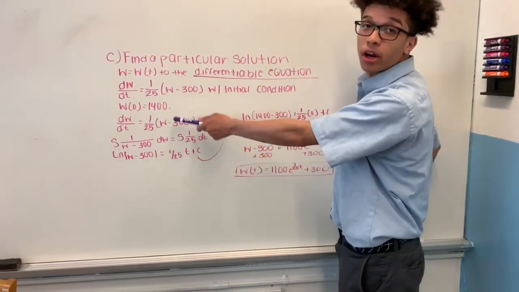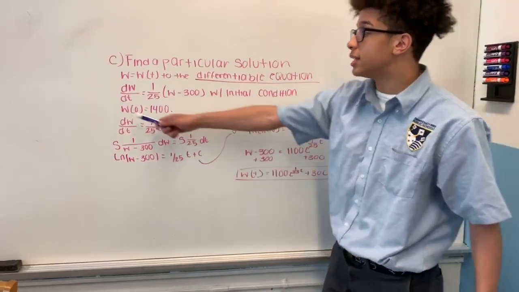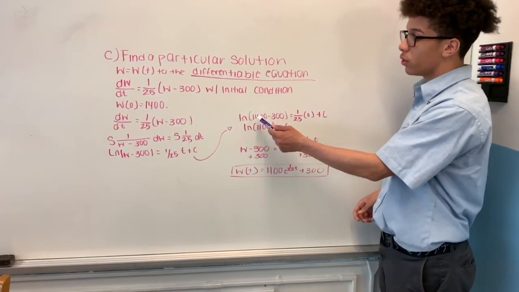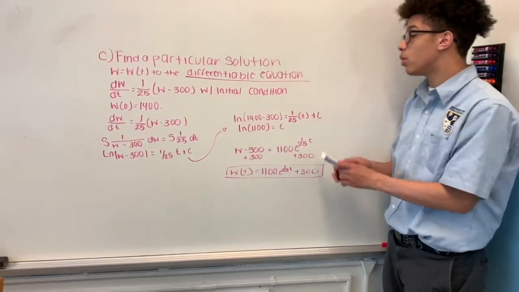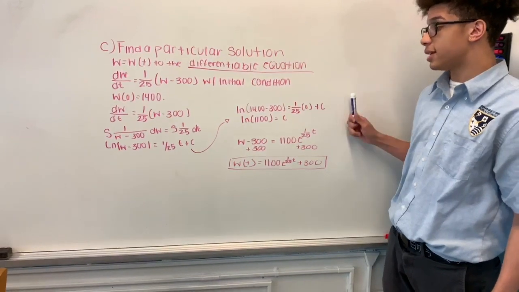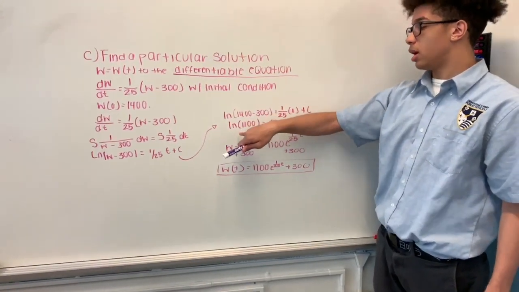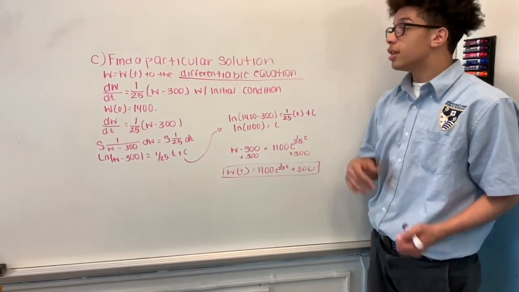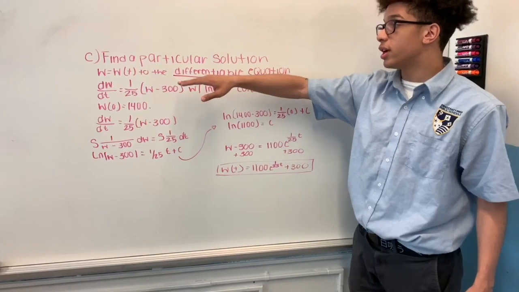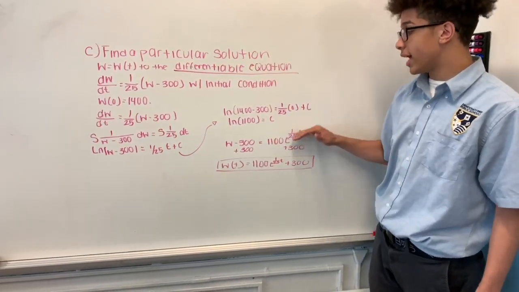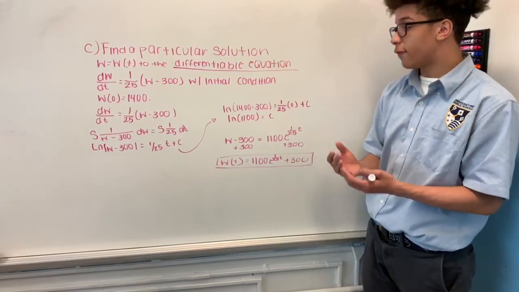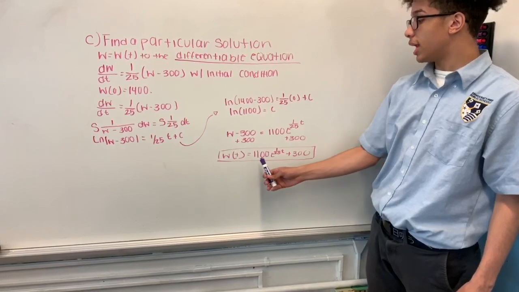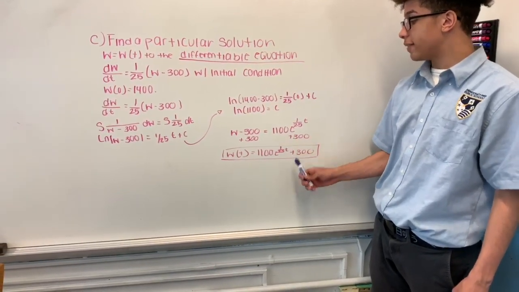After doing that, we have to plug our initial condition in. We know that W(0) is equal to 1400, so it would be the natural log of 1400 minus 300 is equal to 1/25 times 0 plus C, which will result in the natural log of 1100 is equal to C. After doing that, the main thing that we have to do is solve for W. We have our answer. Now we just have to put it in the form of a solution, which will be W(t) is equal to 1100 e^(t/25) plus 300.